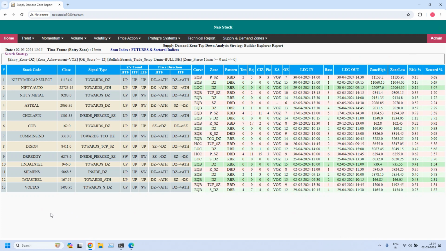So now 13 stocks are filtered. That means these 13 stocks are supporting bullish trade setup for daily income trade. So focus on these stocks.